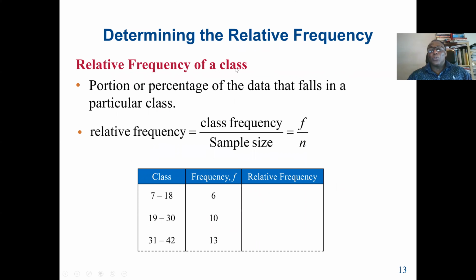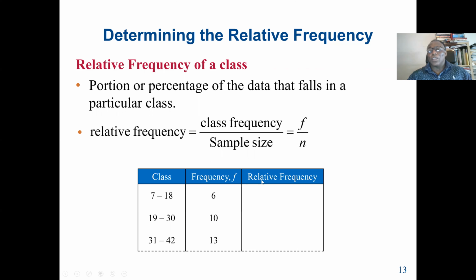Also, we can determine what we call the relative frequency. Relative frequency is like finding the proportion of something. So we know the frequency already. We know between 7 to 18 is 6. How do we get a 6? We count the number of internet subscribers who spend between 7 to 18 minutes, and they were 6.